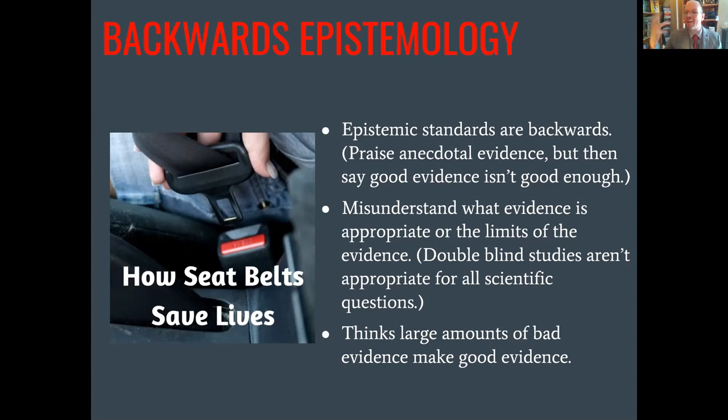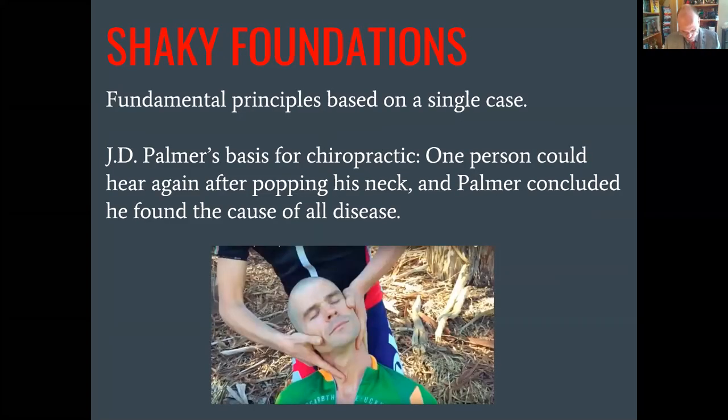So it's not recognizing those kinds of things, thinking that double blinded studies are more appropriate for some things when they're not, or not recognizing their limits, then you see that you've got a pseudoscience. Or they think, as a last point here, that large amounts of bad evidence make good evidence. They think they can stack up a bunch of bad studies and make one good one. That is a giant red flag.